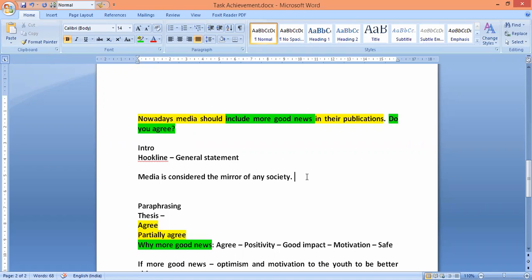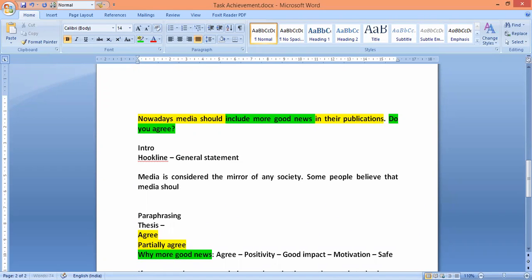So now I'm setting a background, the background of the question, that I have said that media is considered the mirror of society. Some people believe that media. Can I say like good news and like media?